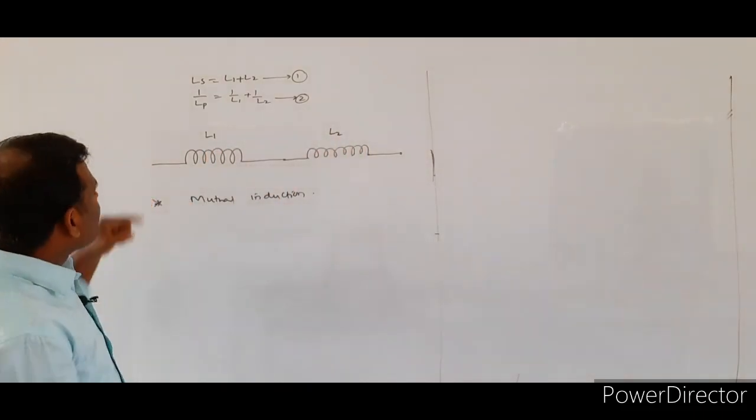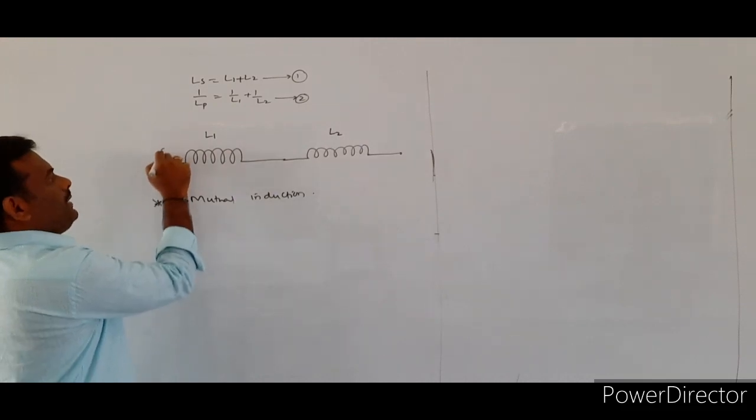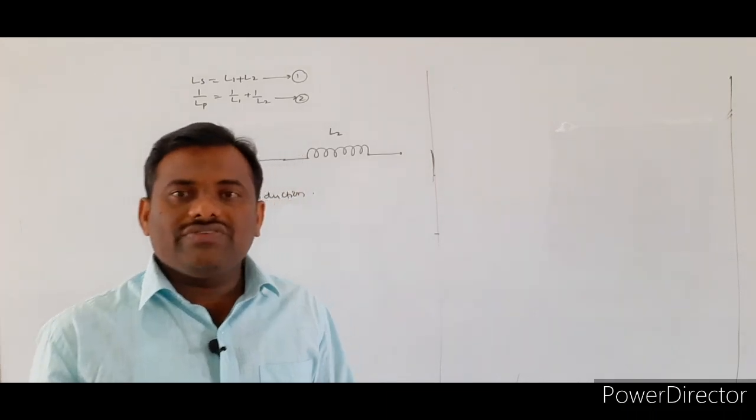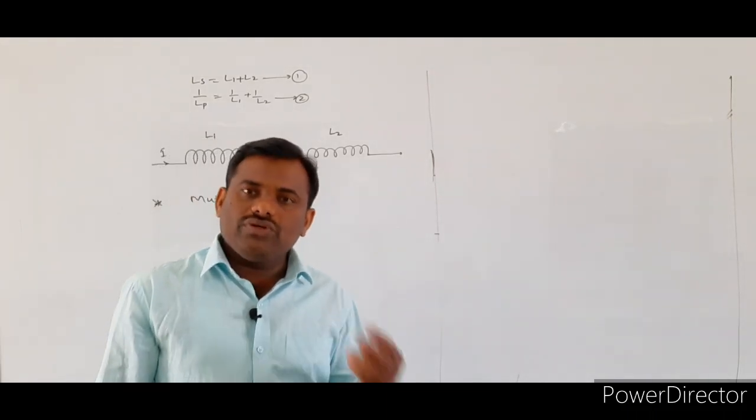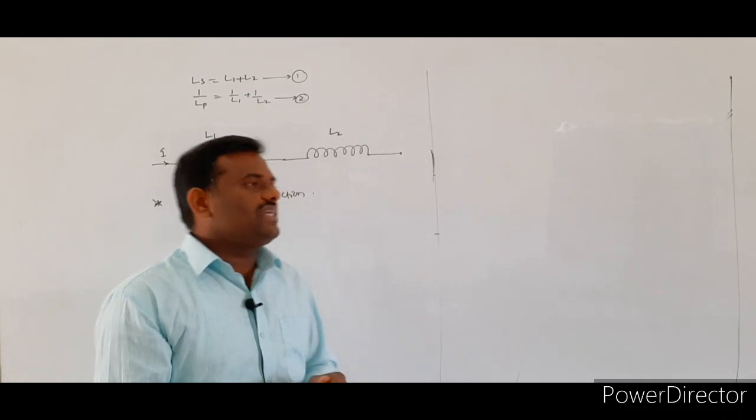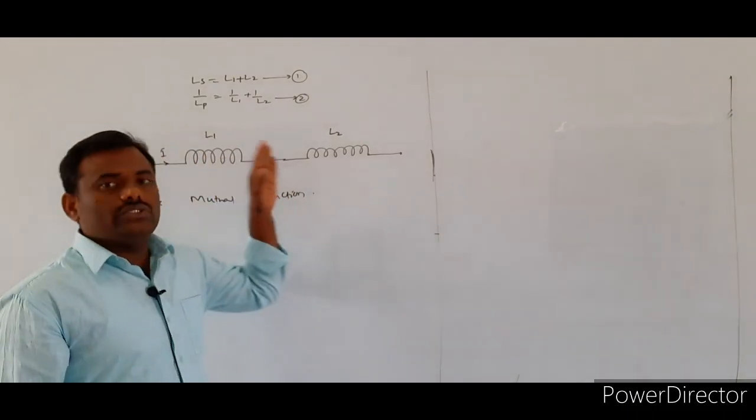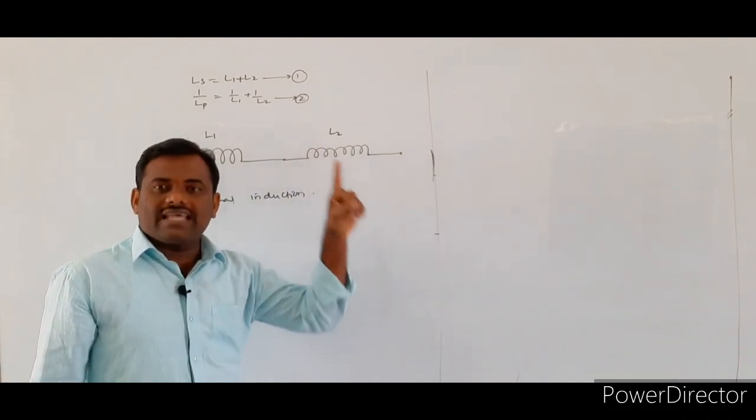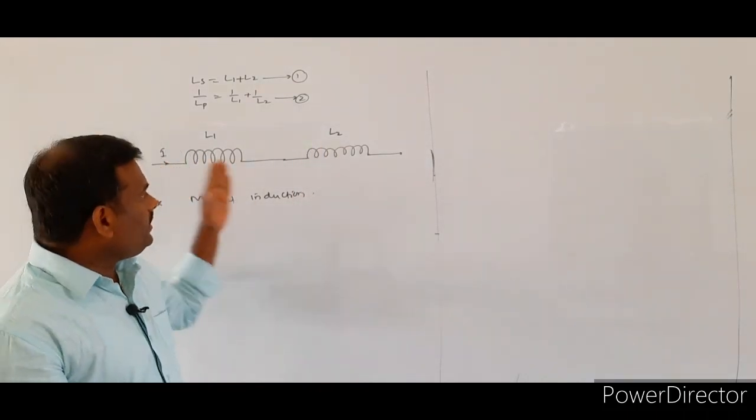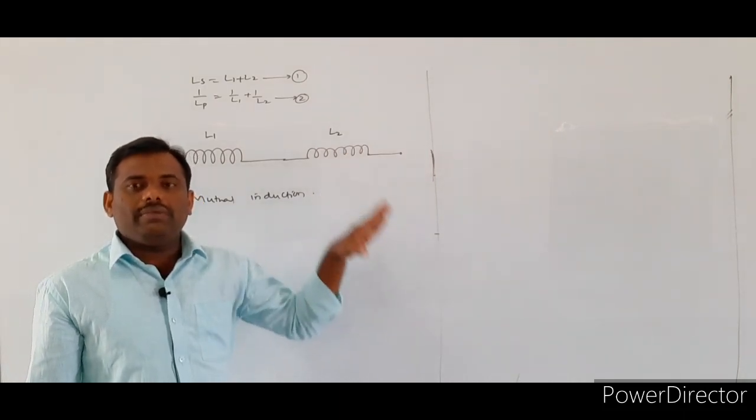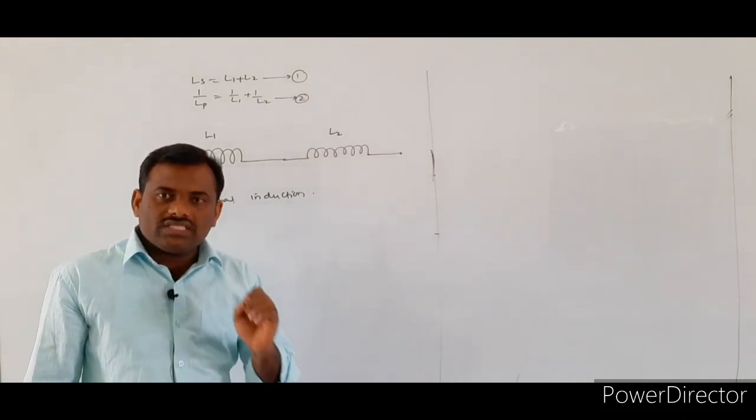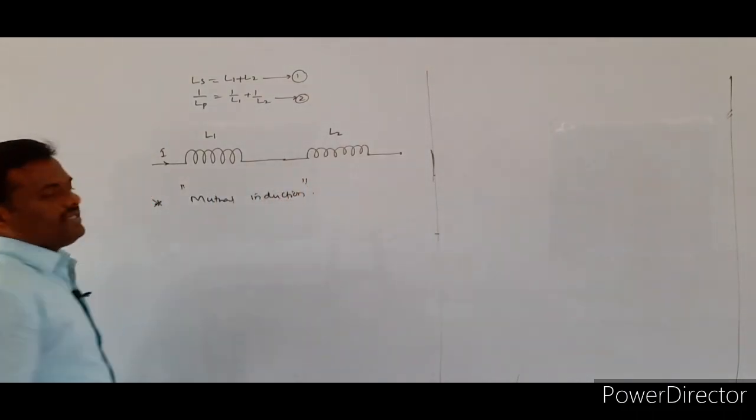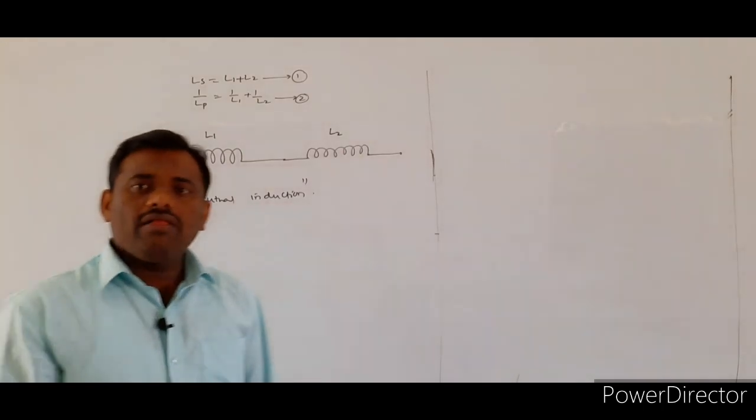So whenever some current changes, and that current changes with respect to time, it produces a change in magnetic flux. Due to that change in magnetic flux, an induced EMF is also produced in the secondary coil. So when you consider two different coils placed near each other, which phenomenon do we observe? Mutual induction.